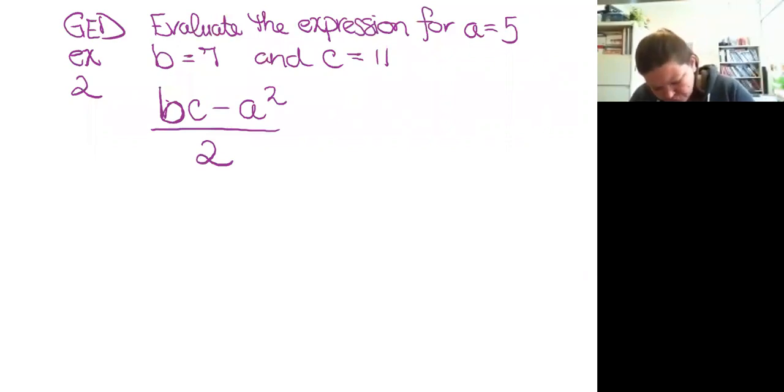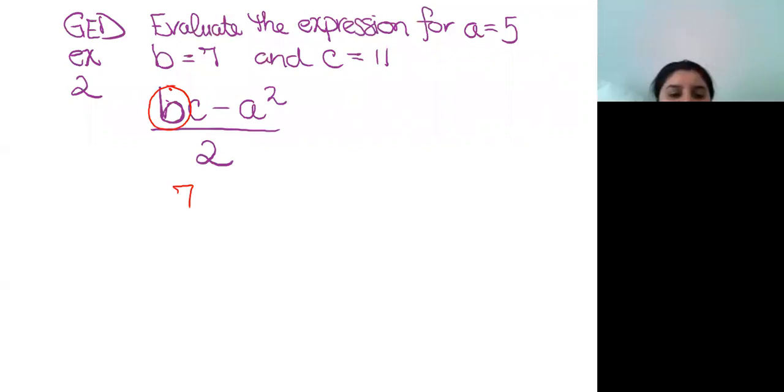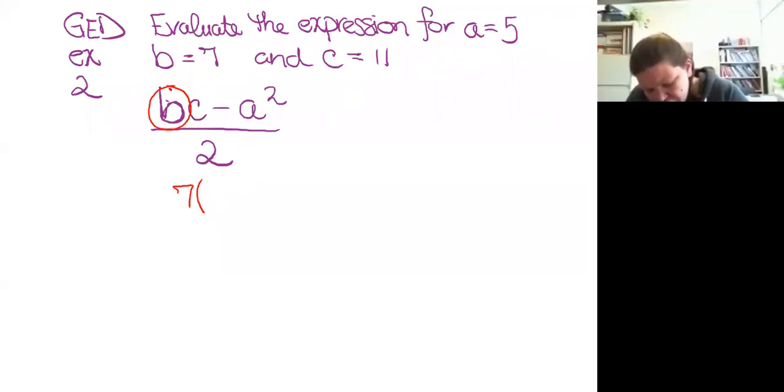So I don't have to call B B anymore. B is not a mystery. I can substitute what value for B? 7. So I'll write 7 where I used to see B. Same thing with C. C is not a mystery. C is what? 11. So I'll write 11 here. Don't forget to use your parentheses. Since those two things were shoved together, they are multiplying. We good with that?